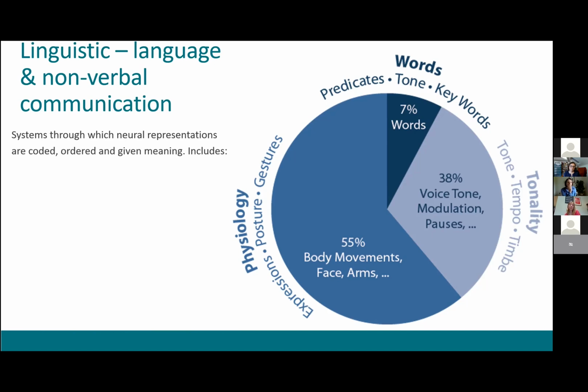So the systems through which neural representations are coded, ordered, and given meaning. The pictures, you're seeing things through your senses, through your eyes, those images. And then obviously with your hearing, you've got your sounds. And then your feelings, how things feel. I think I'm a bit like that myself. Sometimes you've got a gut feeling about things, if you're in a learning environment, where, oh, do I understand this? I don't understand this.